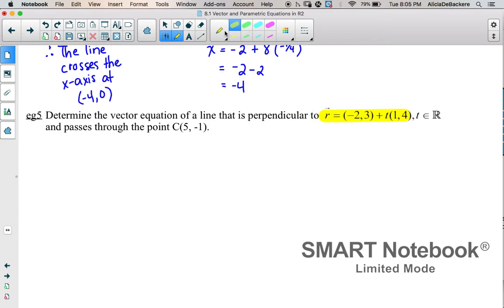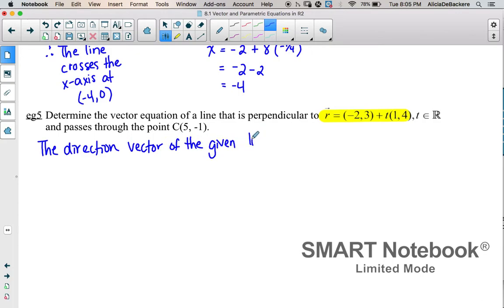So what I know here is the direction vector of the given line. That's always the one with the parameter t, right? So it's m equals 1, 4. But I want the direction vector of the line I'm actually looking for, so I'm going to name it. I can't use m again, so maybe I use n. And I don't know what the coordinates are, so maybe I use a, b.